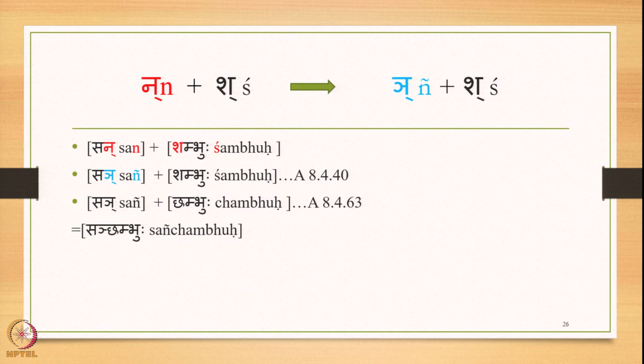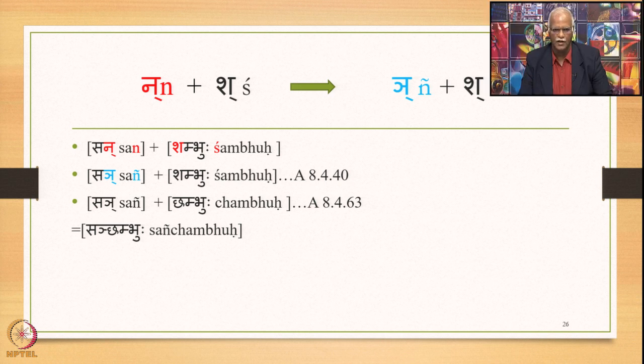Then we have na followed by ś, and the output generated is ña followed by ś. So we have san plus śambhu. This is an example of the sandhi between two padas. Na is substituted by ña. So we have sañ plus śambhu. And finally, ś gets substituted by ch, and we get the form sañchambhu.